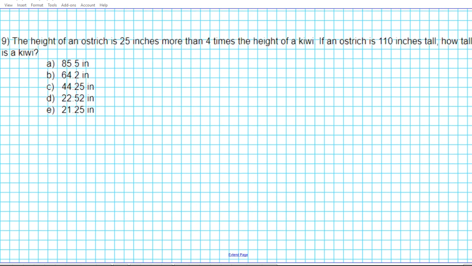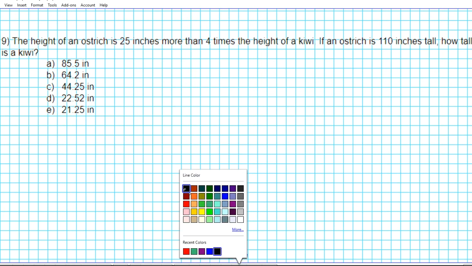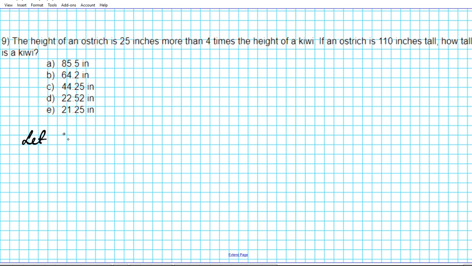All right, let's take a look at number 9. It says the height of an ostrich is 25 inches more than 4 times the height of a kiwi. If the ostrich is 110 inches tall, how tall is the kiwi? So let's go ahead and declare our variables. Let OS be the height of the ostrich, and K be the height of the kiwi.